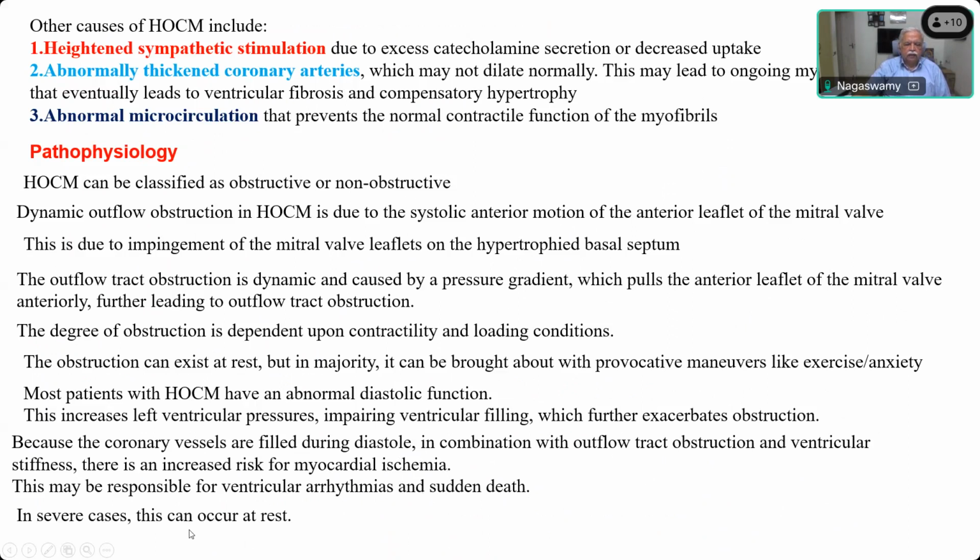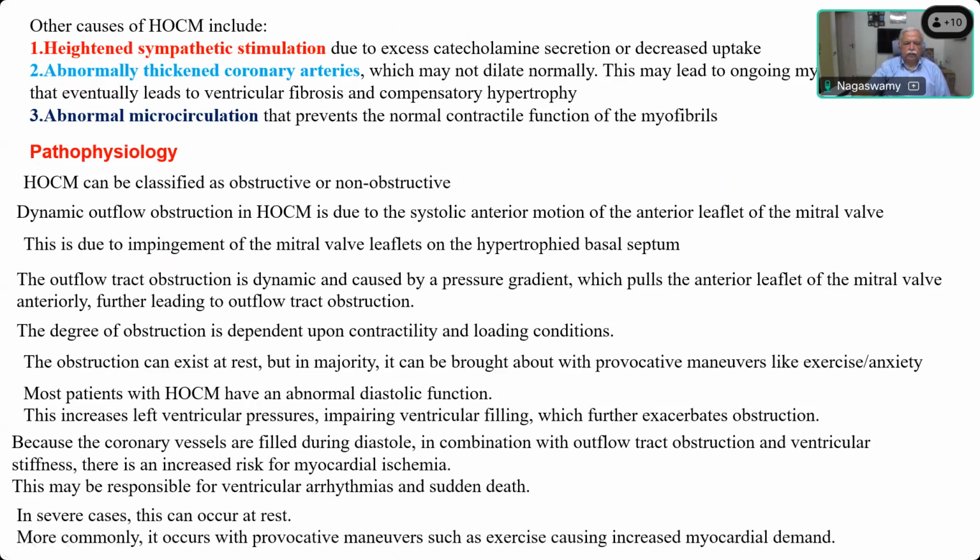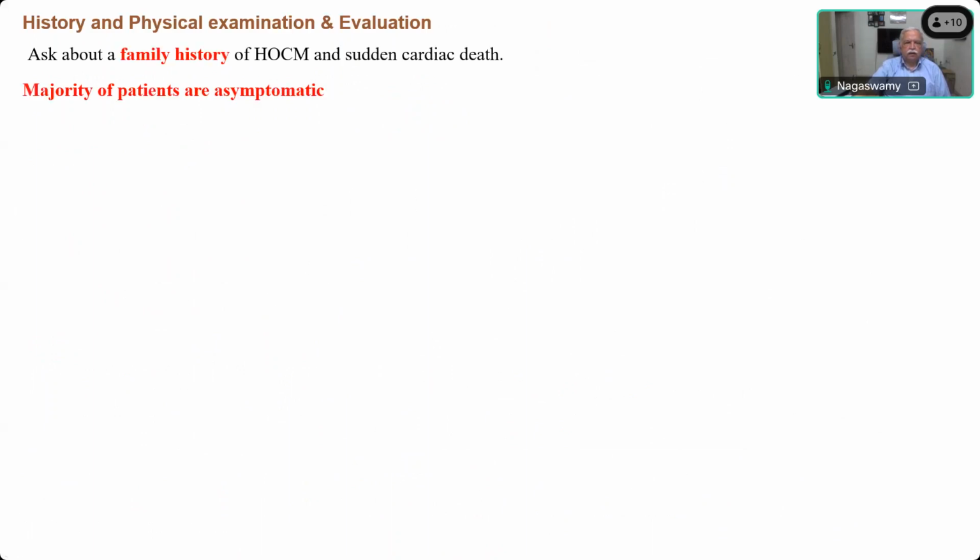In severe cases, this obstruction can happen even at rest. More commonly, it is provocative maneuvers like exercise which cause this. It also increases the myocardial oxygen demand, which is another reason why the patient suddenly dies. Now, in the history and physical examination, there is always a family history. You have to probe and find out whether there are any relatives who had a sudden cardiac death.